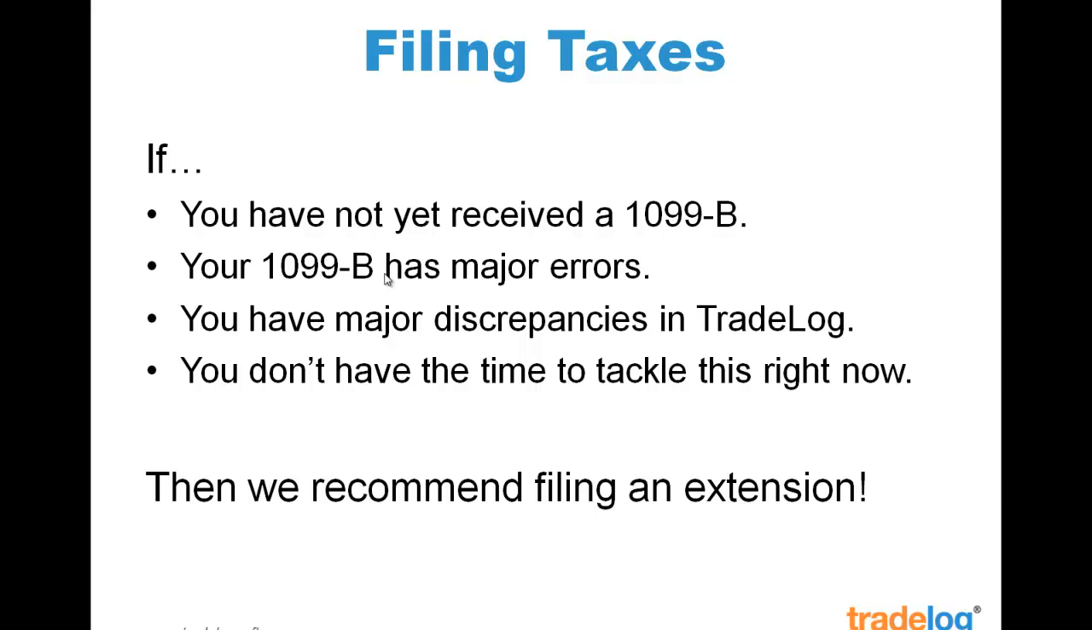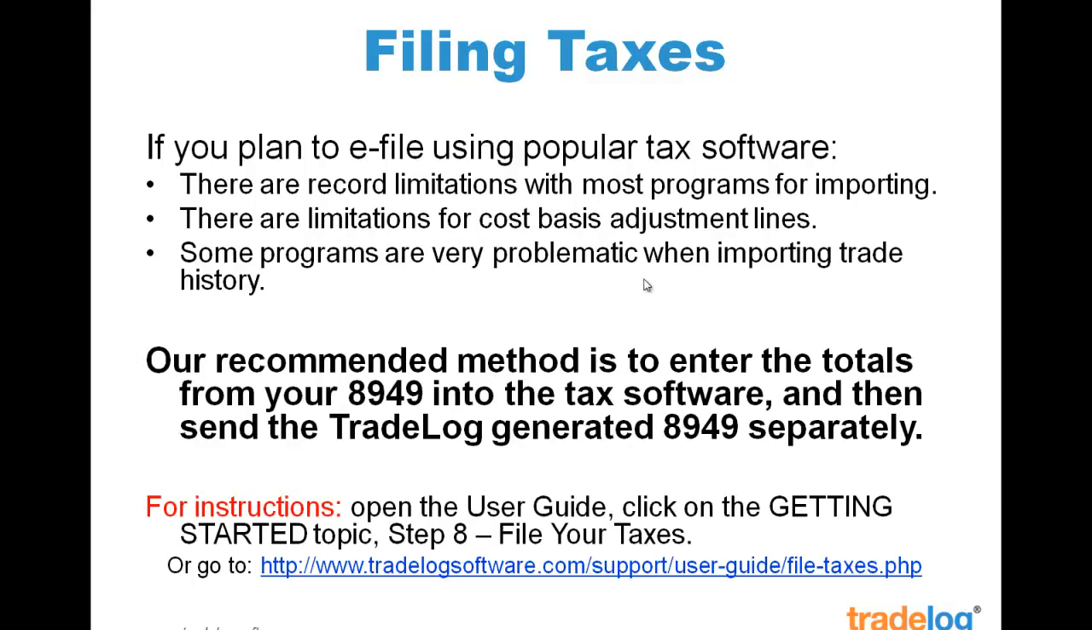We recommend, if you're in these situations, to file an extension. Do that first. That way you get yourself more time, whether it be more time to get a corrected 1099, more time to work through these discrepancies, or just taking off some of the stress. That's something you seriously may want to consider doing: filing an extension.